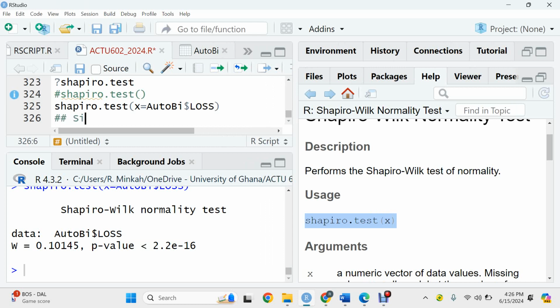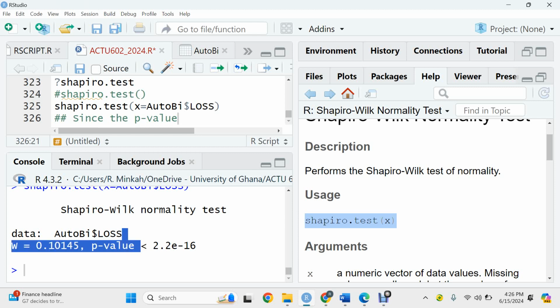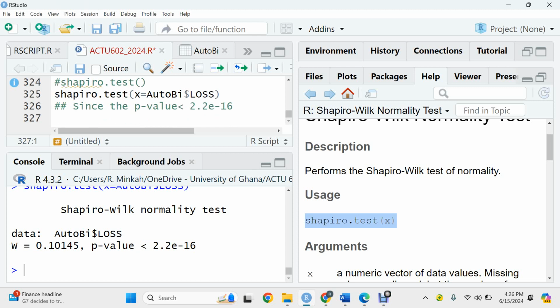Okay, so because it's not normal, I'll just make a comment and say that, so since the p-value, okay, let me just copy the value. So since the p-value is less than the significance level, we reject normality. So the data is not normal.